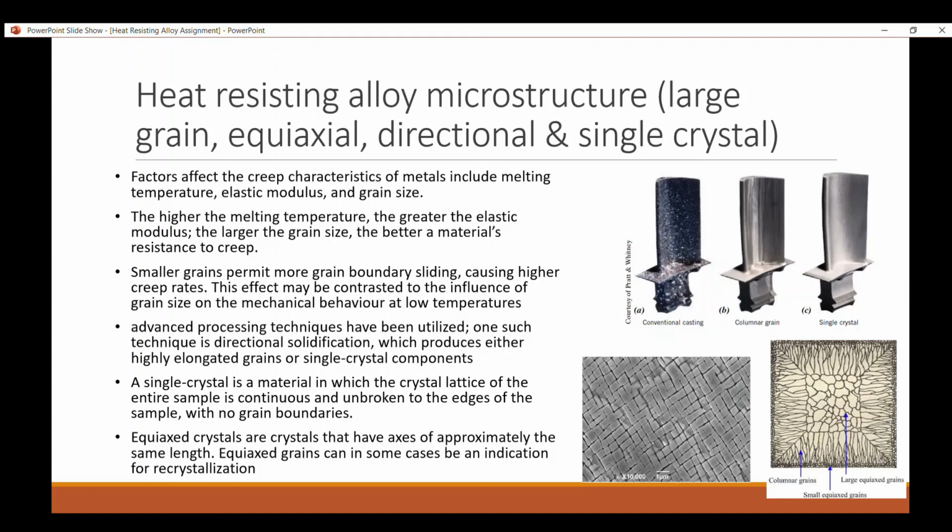And finally, the equiaxed crystal, which is this image. Each of these crystals has axes that have the same length. Equiaxed grains can also be an indication of crystallization. From this figure, we can also see that the lengths of these grains are the same. This is the smaller equiaxed grain, and this is the larger equiaxed grain. Thank you for listening to this part of the presentation.